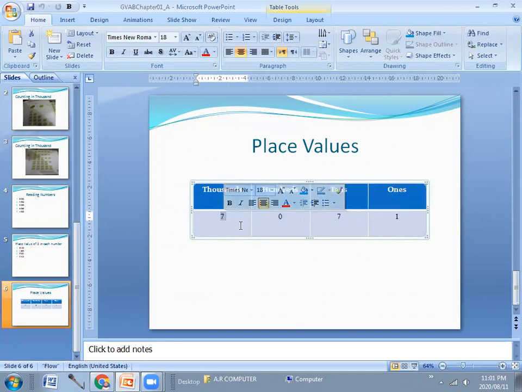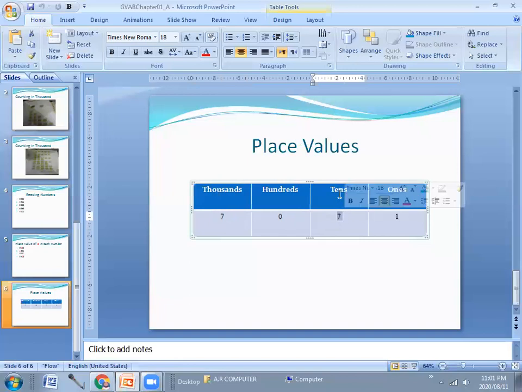Right? Now, what is the value of this 7? Because it is at the 1000 place, its value is 7000. Now, this 7 is at the tens place, so its value is 70. Had it been 5, then it would be 50. If it were 4, then it would be 40, right? So these are the place value and value.